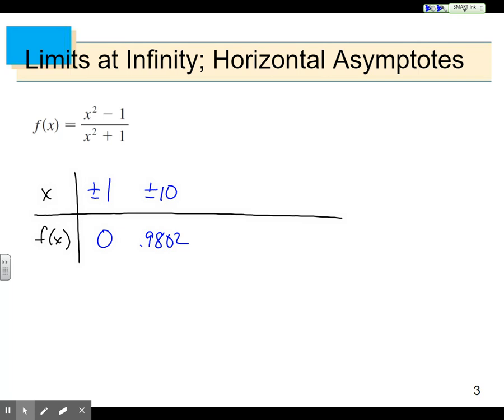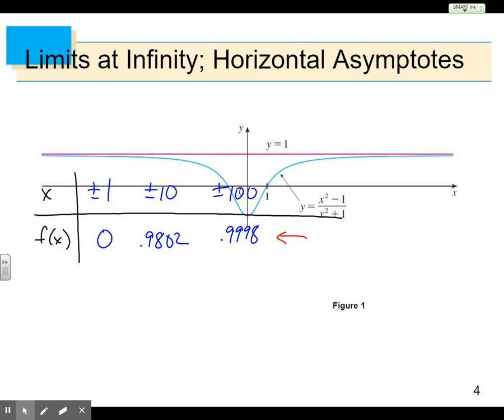Let's see if it continues to get closer to that nice number. If I put in 100, sure enough, I get 0.9998. And if I put in 1,000, add another 0 to it, I get an extra 9 in there, 0.9999. So I feel really good about getting a definition of a horizontal asymptote in this case, because as x gets really large, my y value is getting closer and closer to 1.